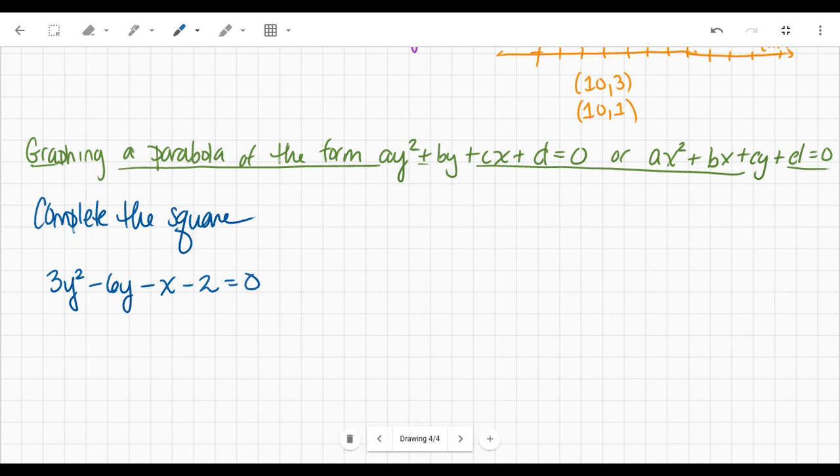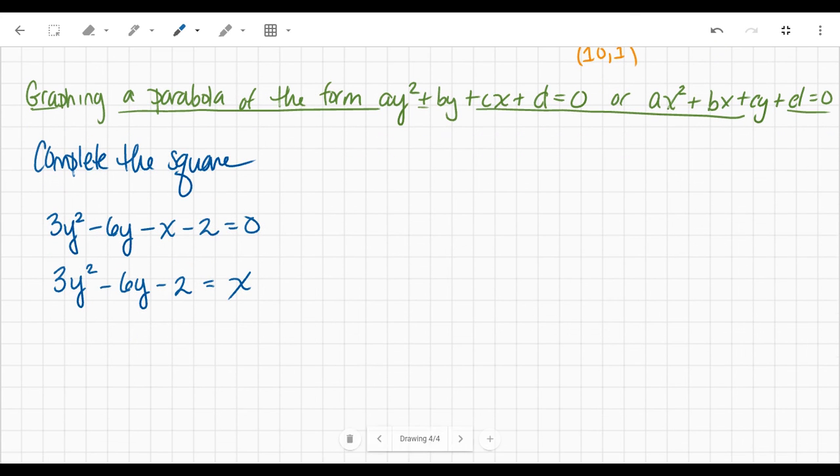You can see the piece that is squared is y. So we're going to go ahead and get that x to the other side. Then we're going to complete the square with what we have left. If you remember, we factor out the coefficient of the y squared from the y terms. So we'll have 3 times (y squared minus 2y) minus 2 equals x. All we did was factor the 3 out of those first two terms. If I redistributed the 3, I'd have 3y squared minus 6y.